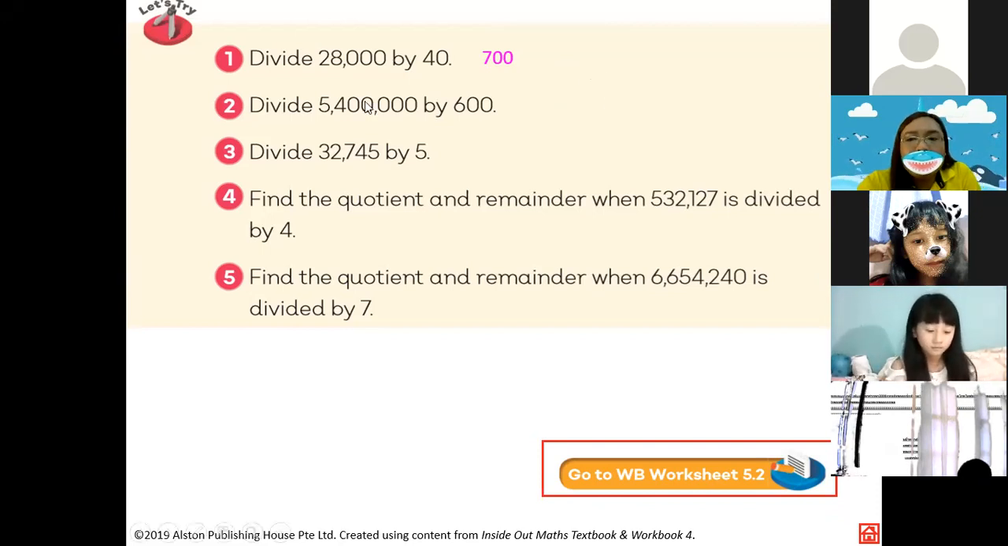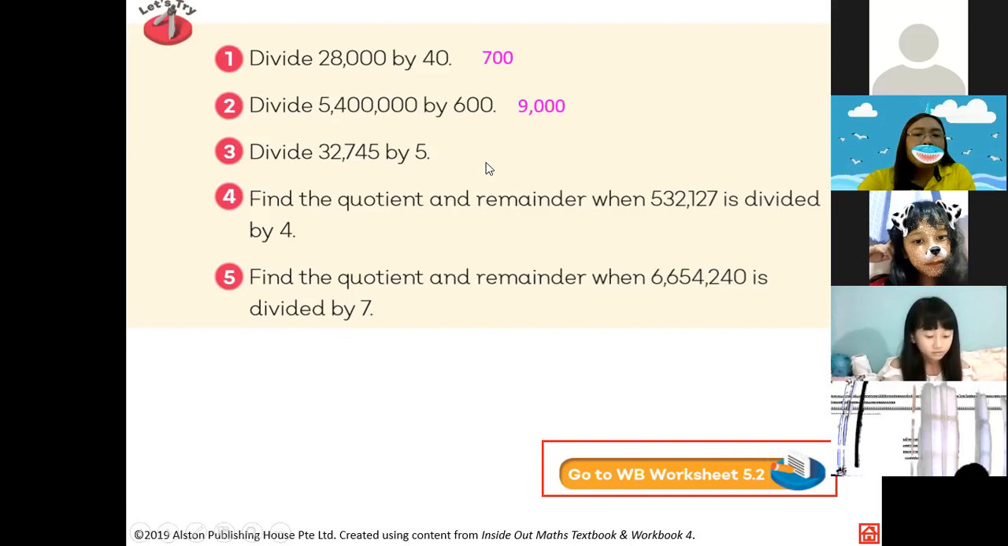All right, number two. For number two, we have 5,400,000 divided by 60. What's the answer? Teacher, me. Okay, Alpha. 9,000. Very good. So the answer for number two is 9,000.